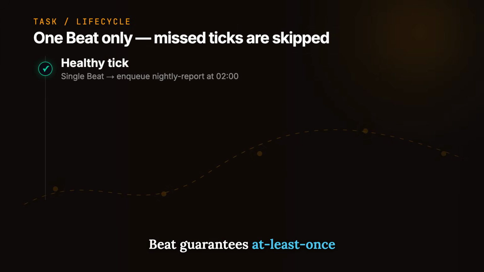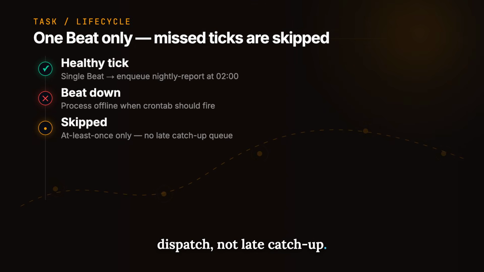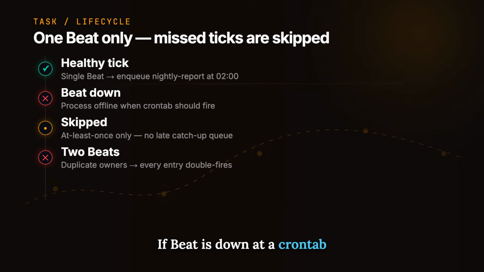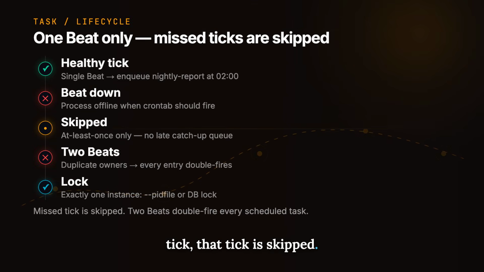Beat guarantees at-least-once dispatch, not late catch-up. If beat is down at a crontab tick, that tick is skipped. Run exactly one beat instance. Two beats double fire every scheduled task.